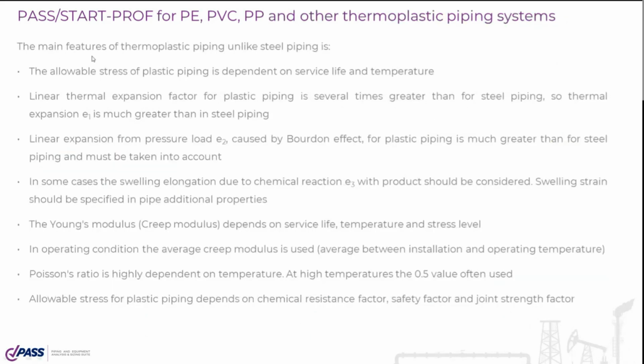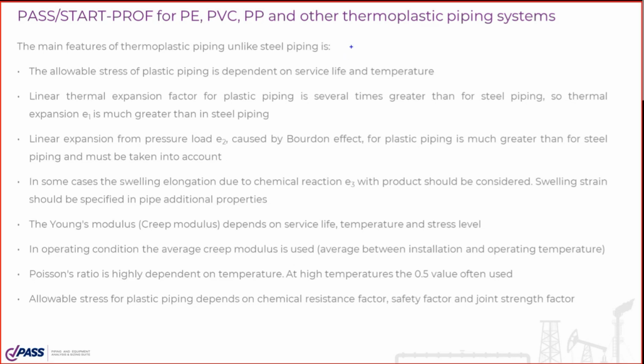What are the main features of thermoplastic piping compared to steel piping systems? The first is that allowable stress of plastic piping depends on the service life in hours or years, and on temperature. For steel piping systems, it depends only on temperature, but for thermoplastic, it also depends on service life. So you should define how many years it should withstand, 5 years, or maybe 15, 20, 50 years, and so on. Allowable stresses will be different.